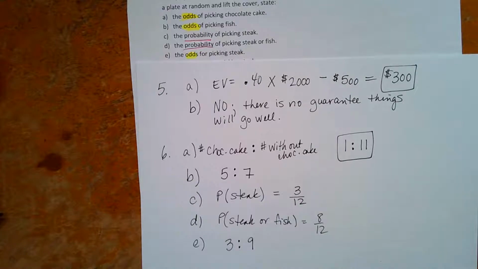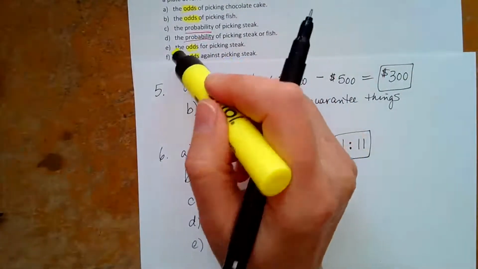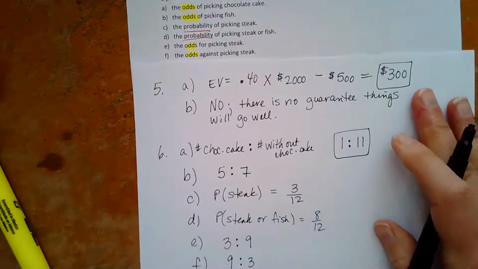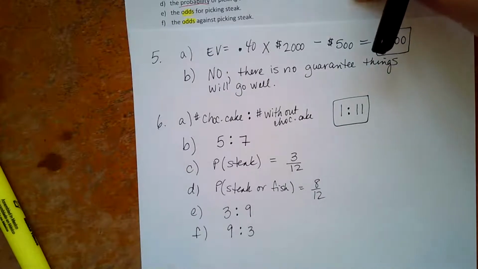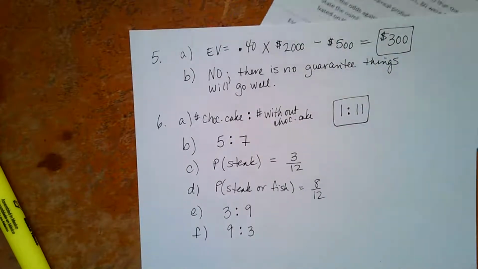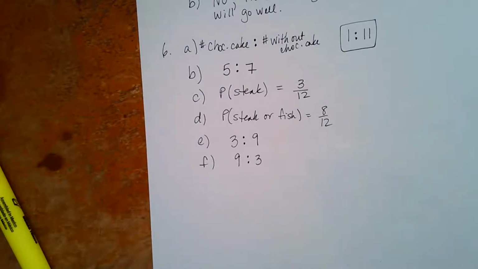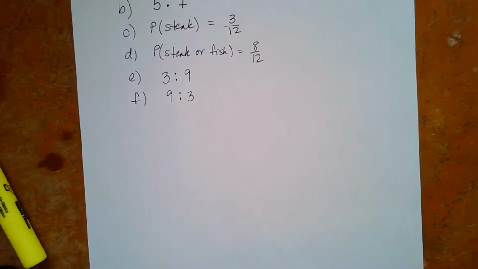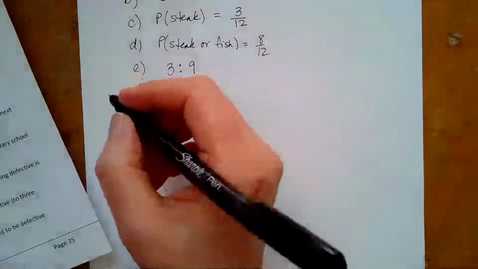And I think the answer key is the odds against picking steak. So odds against picking steak, you put all the plates without steak compared to all the ones with steak. So you just reverse it. Not hard. You just have to pay attention to what they're looking for. Are they looking for odds or are they looking for probability? Let's take a look at number 7.